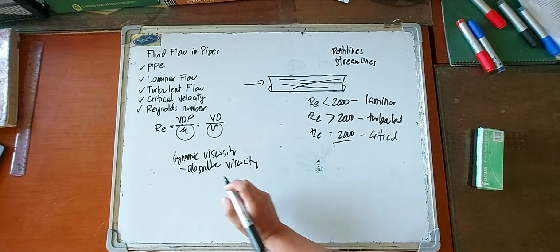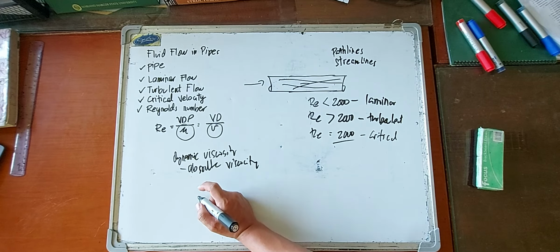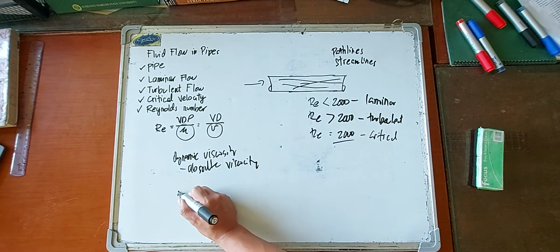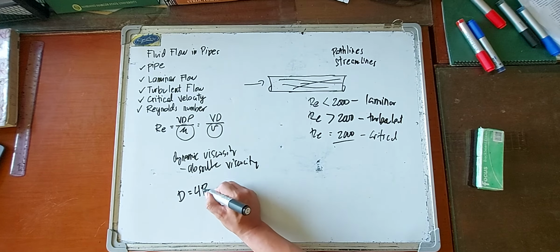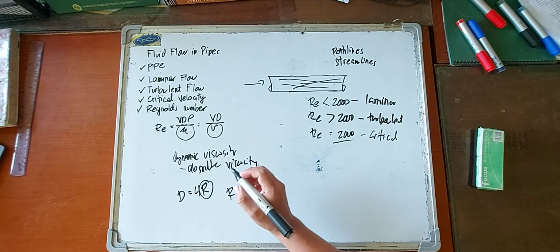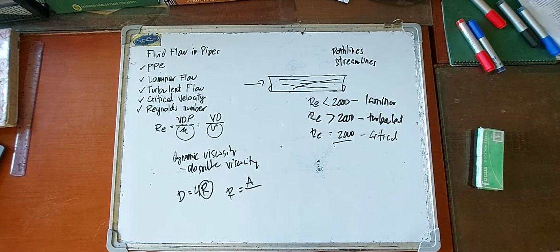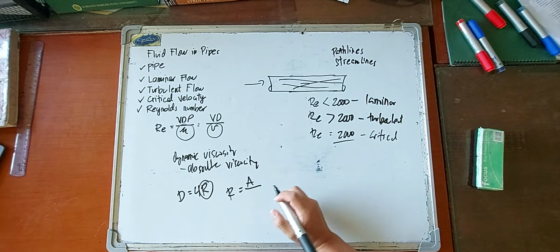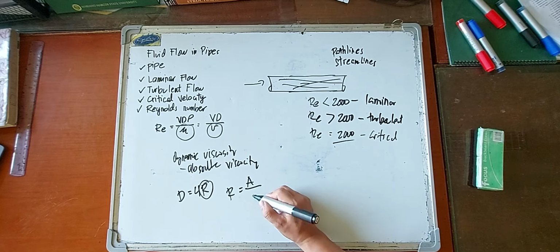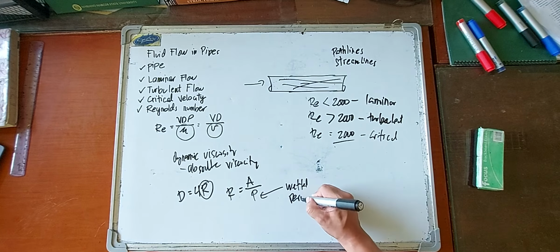When the pipe is not circular, how do we compute for the Reynolds number? So for non-circular pipes, instead of using D in the formula, we can use the hydraulic radius. D is equal to 4 times the hydraulic radius. So yung hydraulic radius, that is the ratio of the cross-sectional area of the conduit, so pwedeng rectangular, square, or any shape, divided by the wetted perimeter. So take note, this is the wetted perimeter.